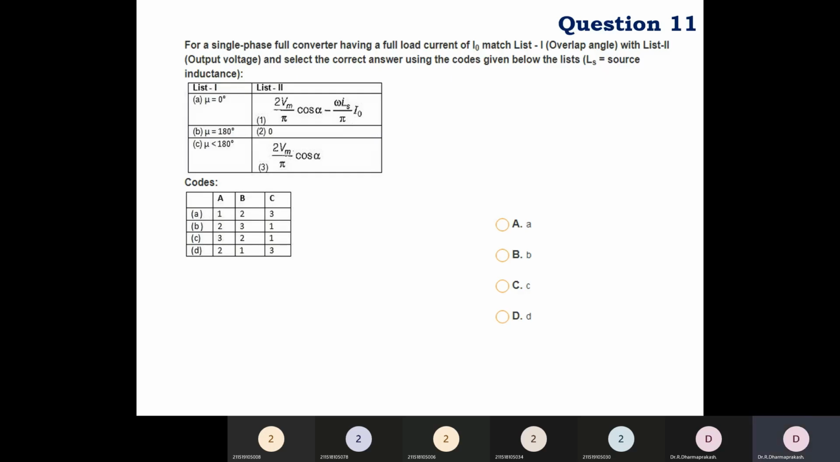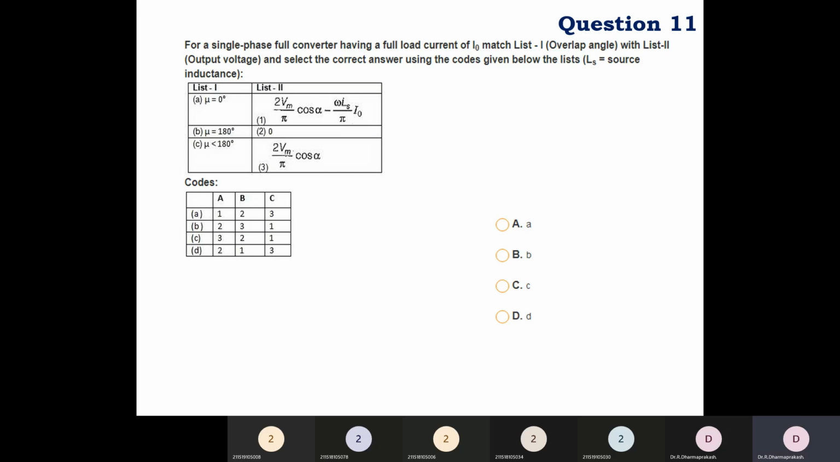For a single phase full converter having a full load current of I0, match the list 1, overlap angle, with the list 2, output voltage, and select the correct answer using the codes given below the list. L is the source inductance. In the list 1, they are given the overlap angle mu equal to 0 degree, and in list 2 they are given the expressions: for mu equal to 0, what is the expression, for mu equal to 180 degree, what is the value, and for the overlap angle from 0 to 180 degree, what is the value, we have to find out.